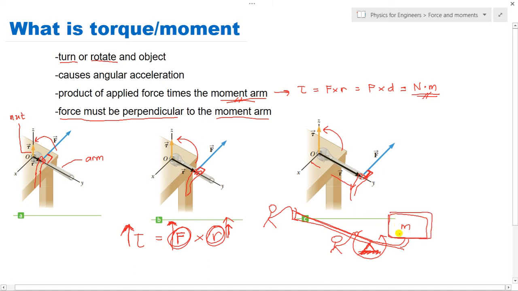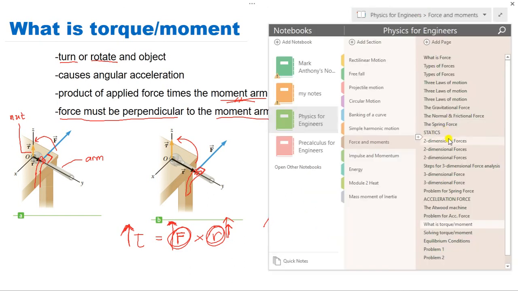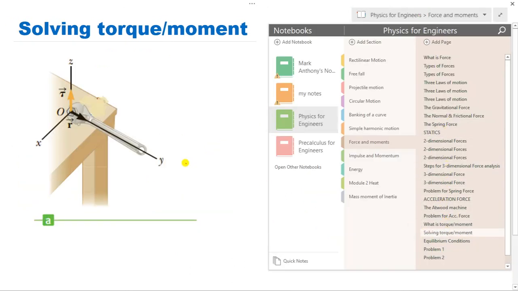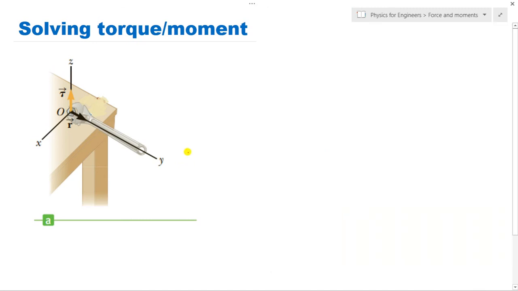Okay. Nasabtan ra. Okay, sabtan ra. Mao na siya basic principle sa atong torque or moment. So, let's try to solve mga torque problems. Okay, mag-solve ta og mga torque problems.